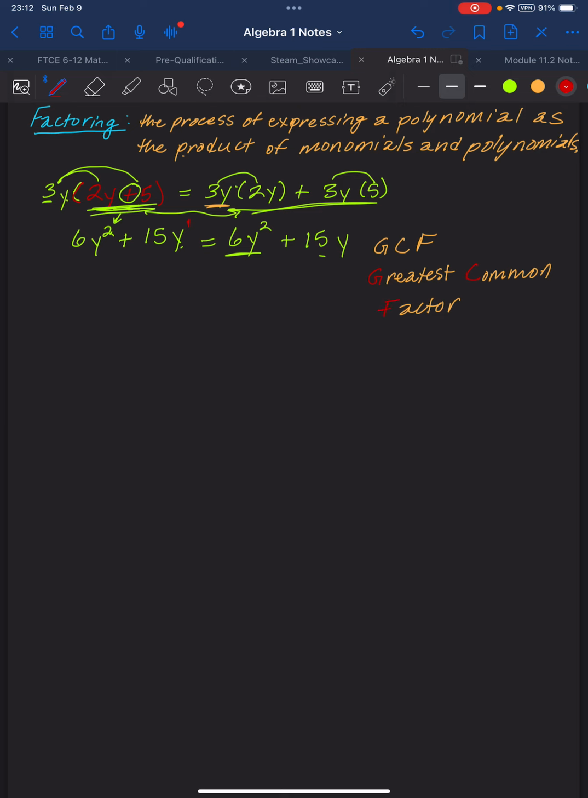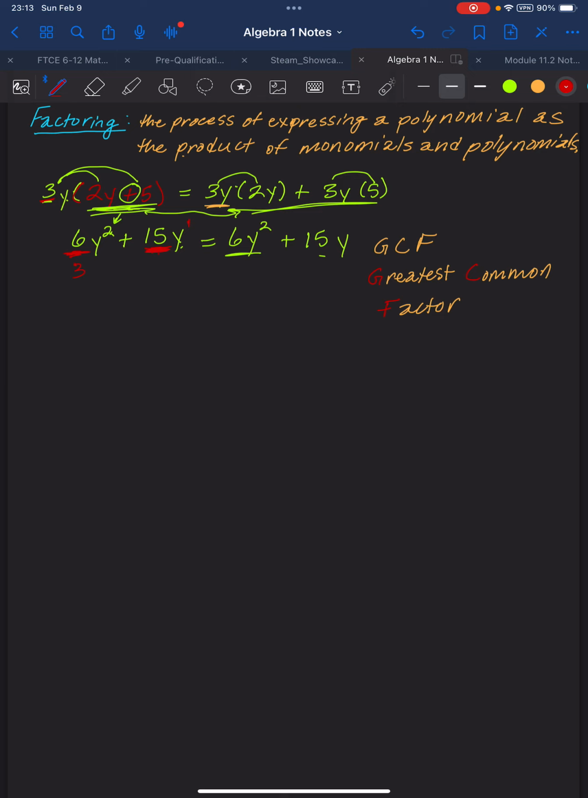So in other words, out of these numbers, what is the largest number that both 6 and 15 have in common that we can divide both of these numbers by? When we say divide both of these numbers by, the number has to be the same. That's what makes it common. So the largest number that we can divide both 6 and 15 by, to where they both have it in common, is 3.